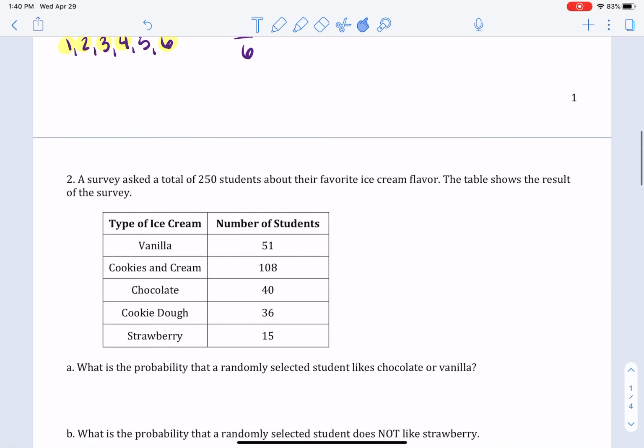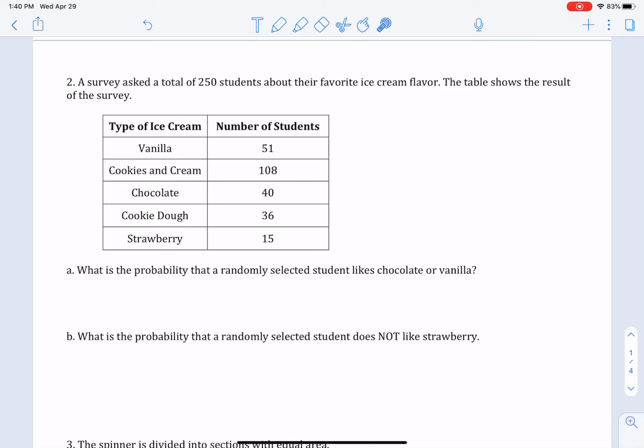Okay, so on the next page here, we have another example. It says, a survey asked a total of 250 students about their favorite ice cream flavor. The table shows the result of the survey. Okay, so here are the types of ice cream. We have vanilla, cookies and cream, chocolate, cookie dough, and strawberry. And the number of students that said which flavor was their favorite. So notice here, it does say that there's 250 total, which is nice. We don't have to count them up.